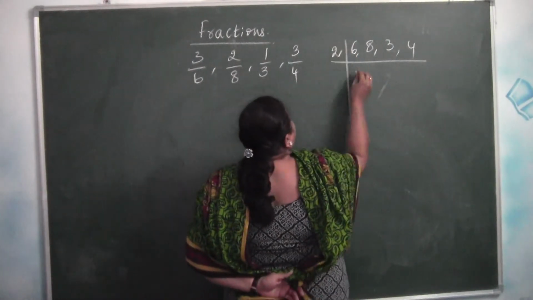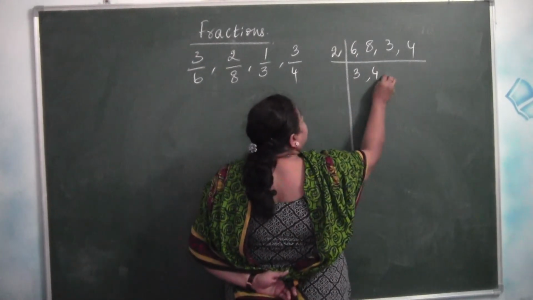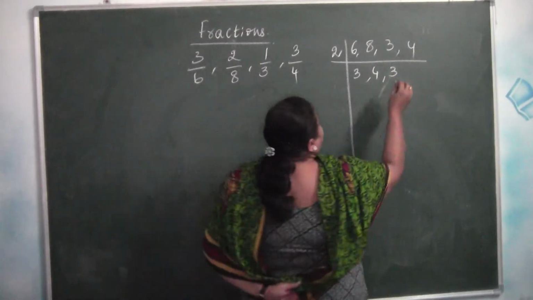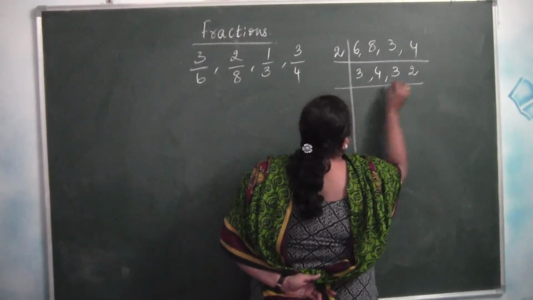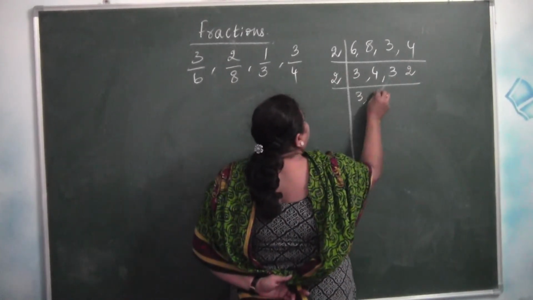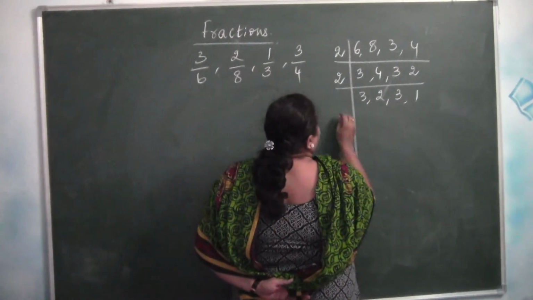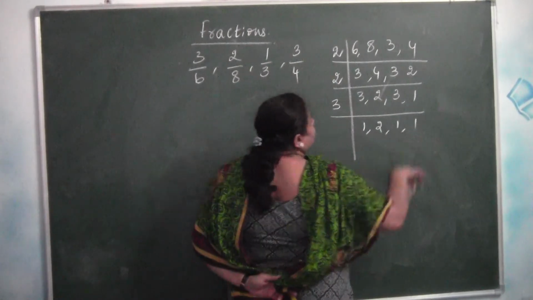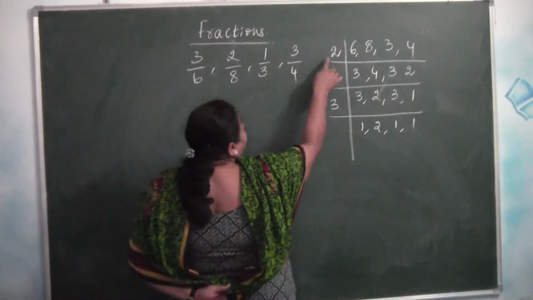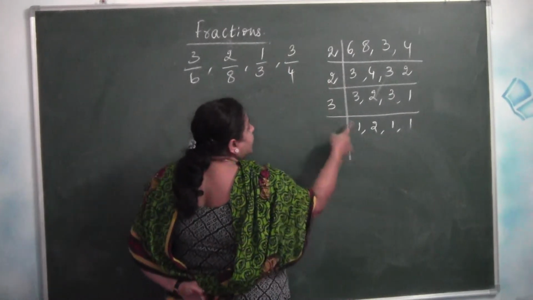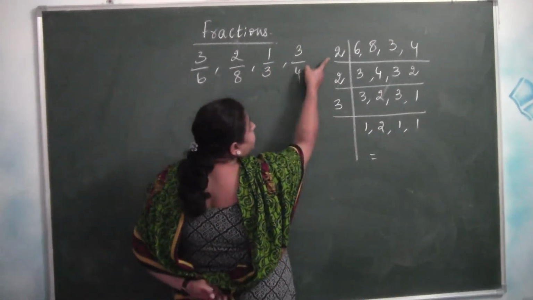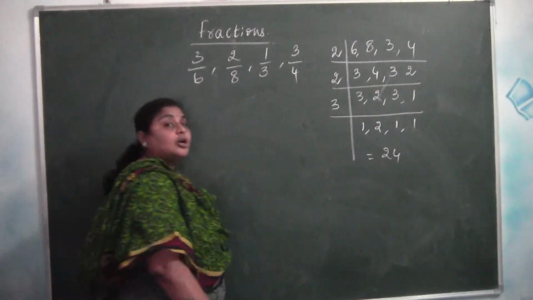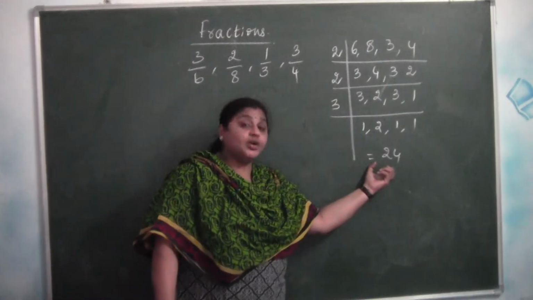Now let us take 2. 2 3s are 6, 2 4s are 8. 3 will not come in 2 table, therefore we are dropping 3 as it is. And 2 2s are 4. Again 3, 2 2s are 4, 3, 1. So let us take 3 1s, 2, 1, 1. Now what is the LCM we got? 2 into 2 into 3 into 2. So what is the LCM, children? 2 2s are 4, 4 3s are 12, 12 2s are 24. Got it? So what is the LCM we got?